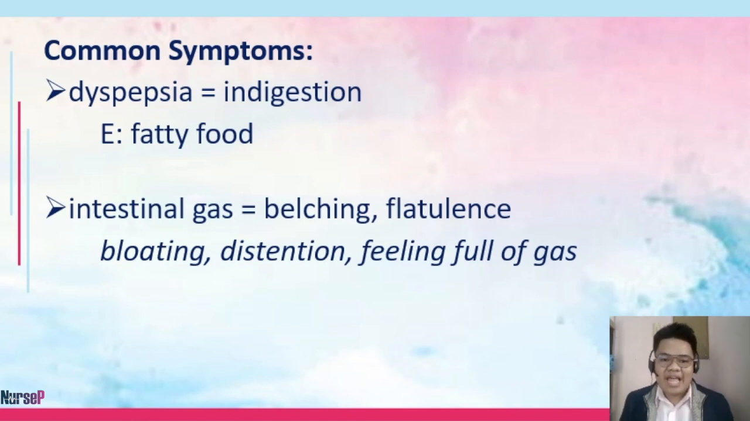Next, intestinal gas. Your intestinal gas may manifest as belching if it goes out of your mouth, and flatulence if it goes out of your anus. So belching usually would involve deposits of air in the upper GI tract, whereas flatulence would involve the lower GI tract. The patient would complain of bloating. During palpation, you might feel distension, and sometimes they would say feeling full of gas, and then their tendency is to burp. This may be brought about by acid production.